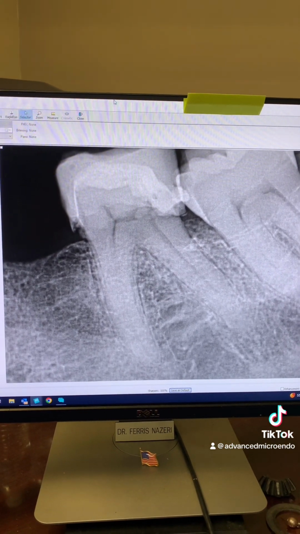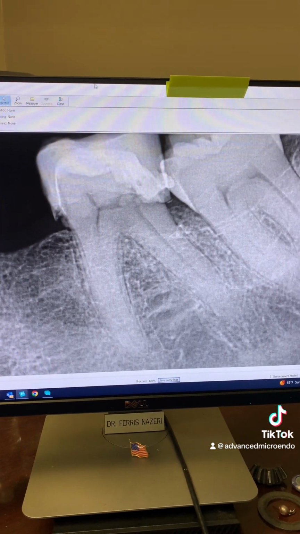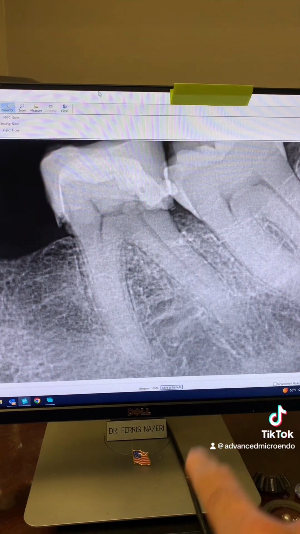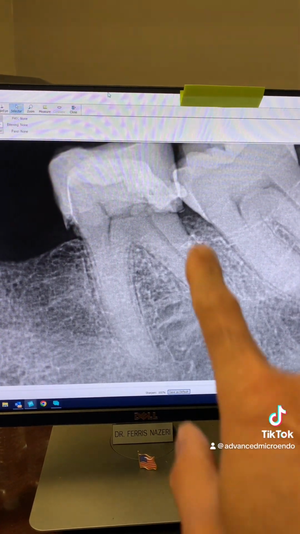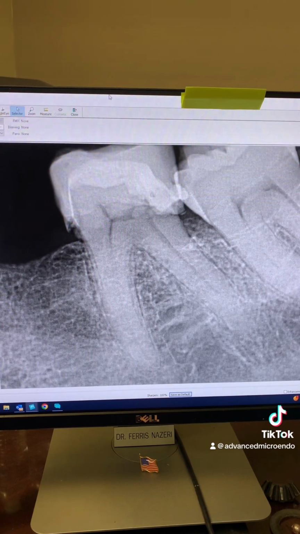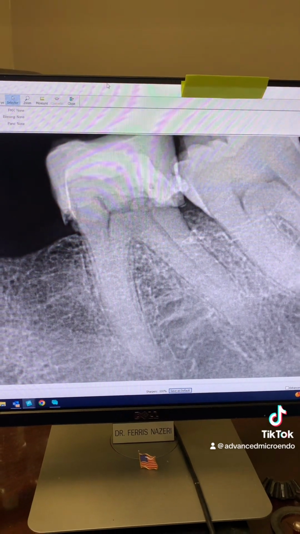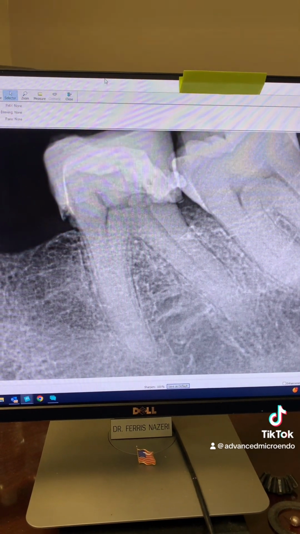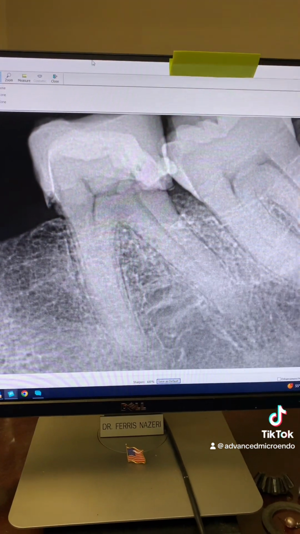We diagnosed the tooth as irreversible pulpitis with acute apical periodontitis, which basically means the tooth is extremely sensitive to cold, lingering pain, and also pain to chewing and biting. So we discussed options with the patient. Of course, the recommended treatment is endodontic therapy. That's a temporary crown on the tooth.